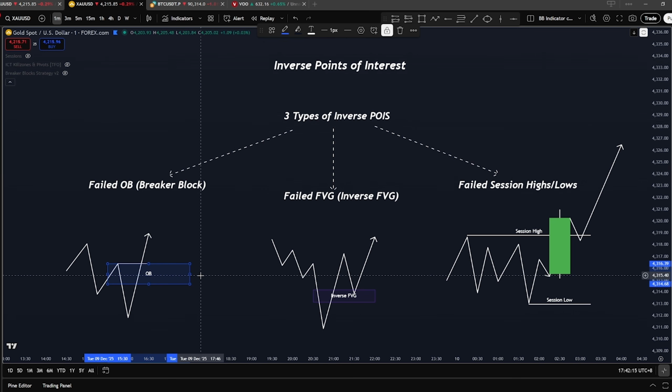Price doesn't give you any confirmation and it breaks through. It breaks through with the wick, not counted as a breaker block. You must see a body candle close above. Only then can you confirm that this becomes a breaker block.